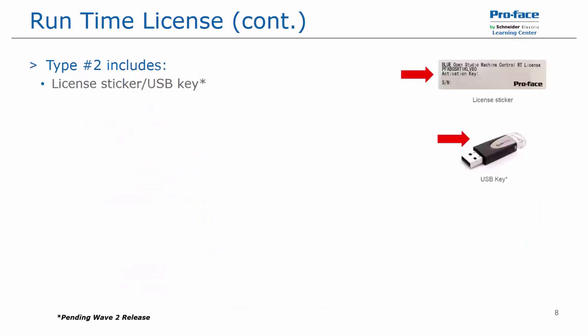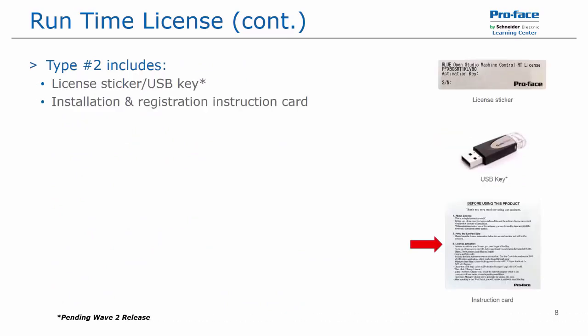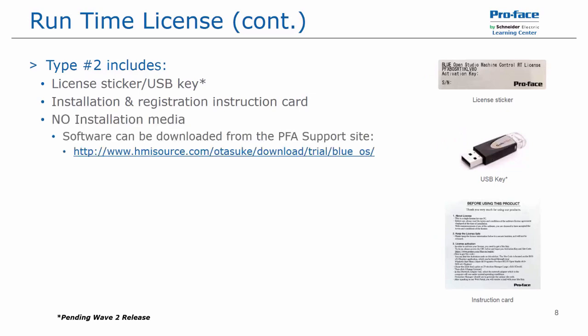Type 2 includes the license sticker or USB key when they become available, an installation and registration card. However, no installation media, but the software can be downloaded from our support site.